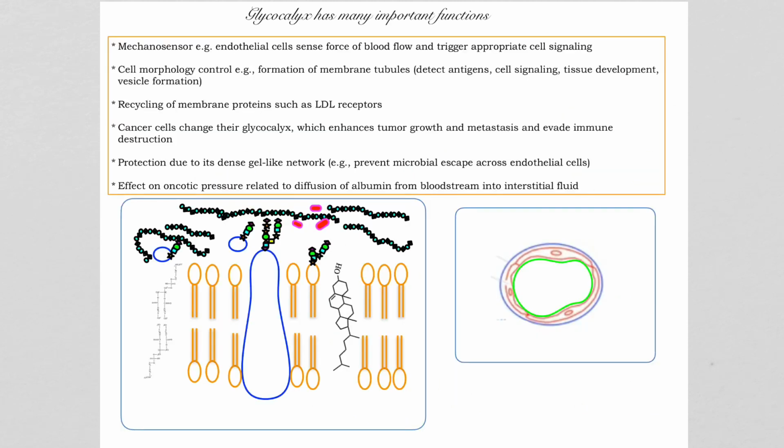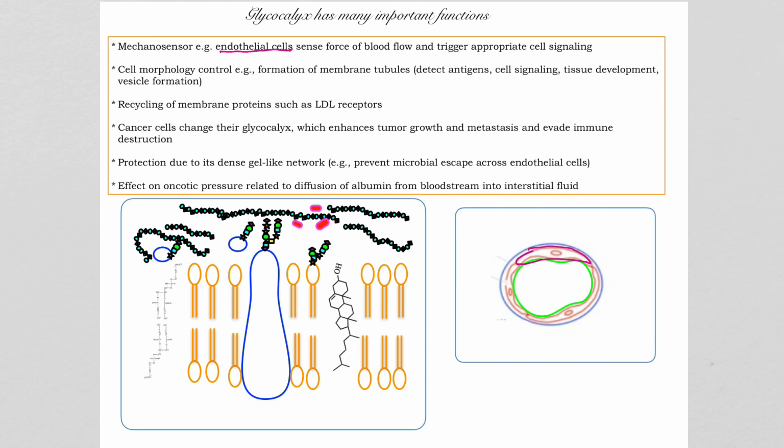So let's look at a few functions. There are so many functions that are coming out now, the importance of glycocalyx. But let's just look at a few examples just to give you an idea of what to expect in the near future. So here, for example, in the first example, the endothelial cells, so these are shown here in the endothelial cells that line your blood vessels.